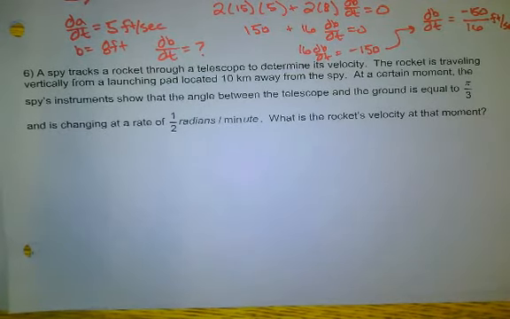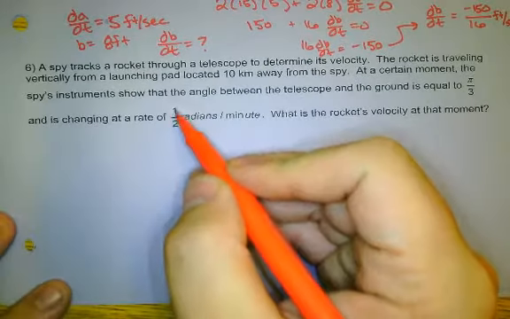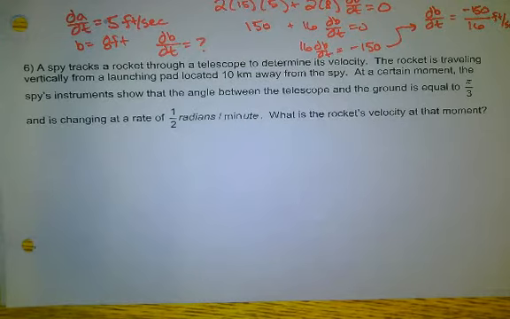All right, so a spy tracks a rocket through a telescope to determine its velocity. The rocket's traveling vertically from a launching pad located 10 kilometers away from the spy. At a certain moment, the spy's instruments show that the angle between the telescope and the ground is equal to pi over 3 and is changing at a rate of 1/2 radians per minute. What is the rocket's velocity at that moment?